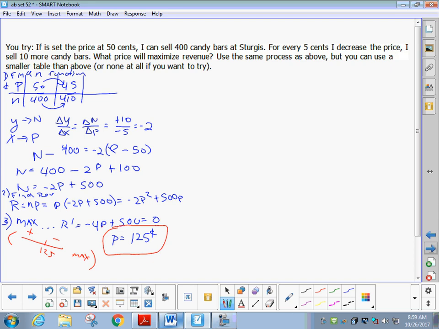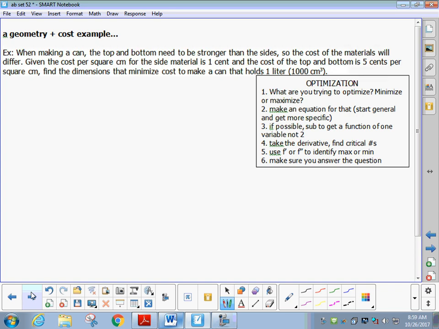All right. That is just one type of optimization problem. There are many. So let's get practice on different types.